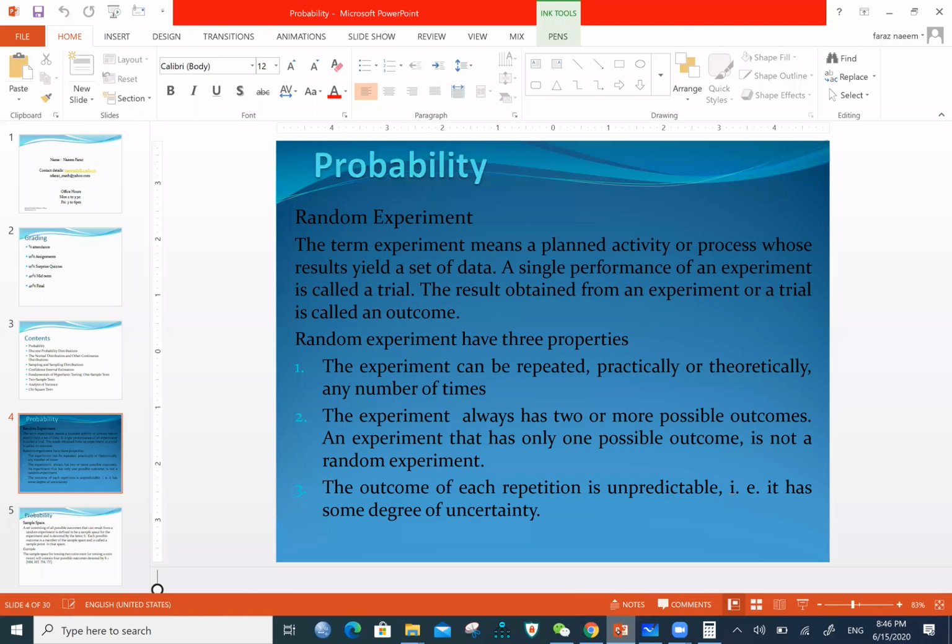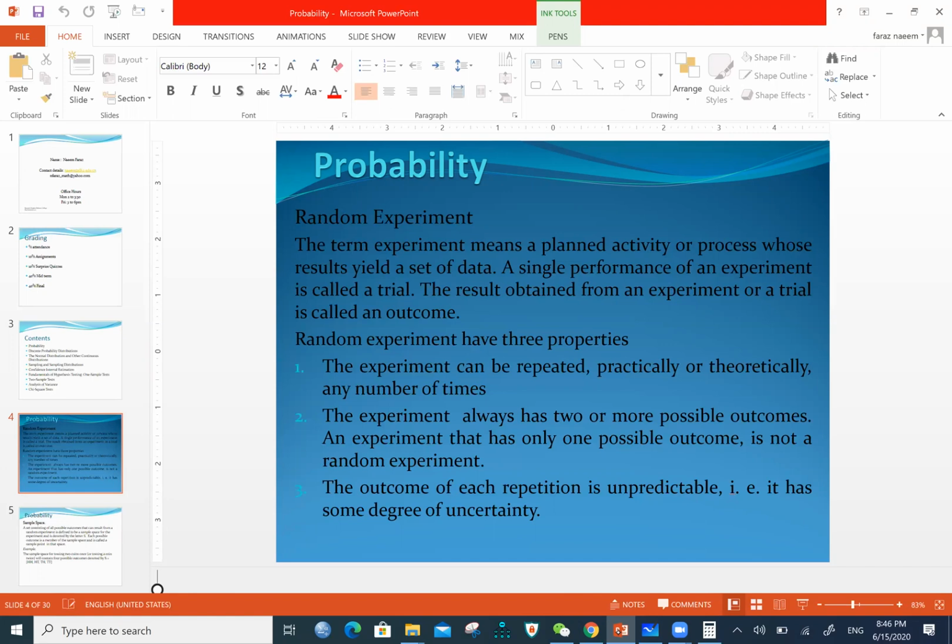Now we jump into the formal definitions and probability. Random experiment. The term experiment means a planned activity or a process whose results yield a set of data. A single performance of an experiment is called a trial. The result obtained from an experiment or a trial is called an outcome. If you have noticed, I was using the word outcomes, total number of outcomes. And all this was an experiment to select a girl, to select a boy. This is called an experiment.